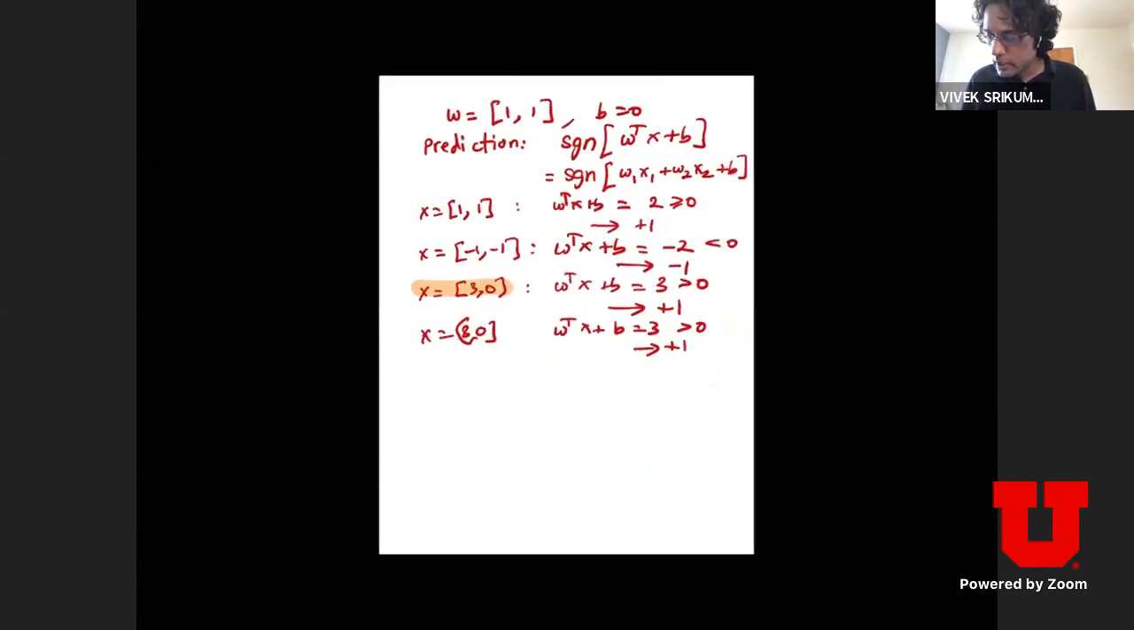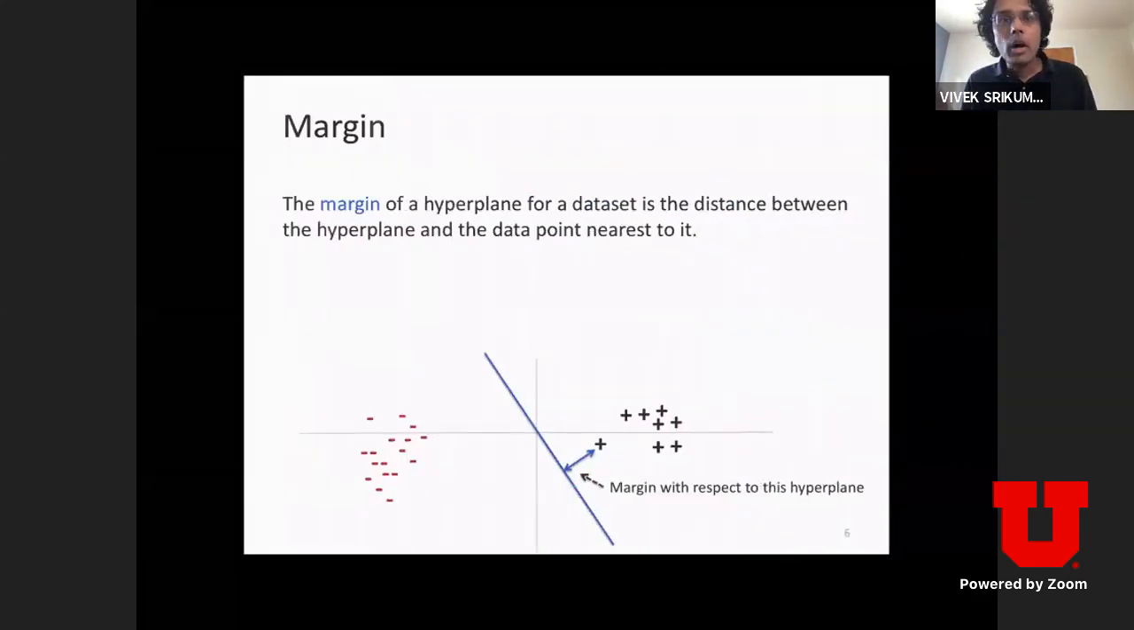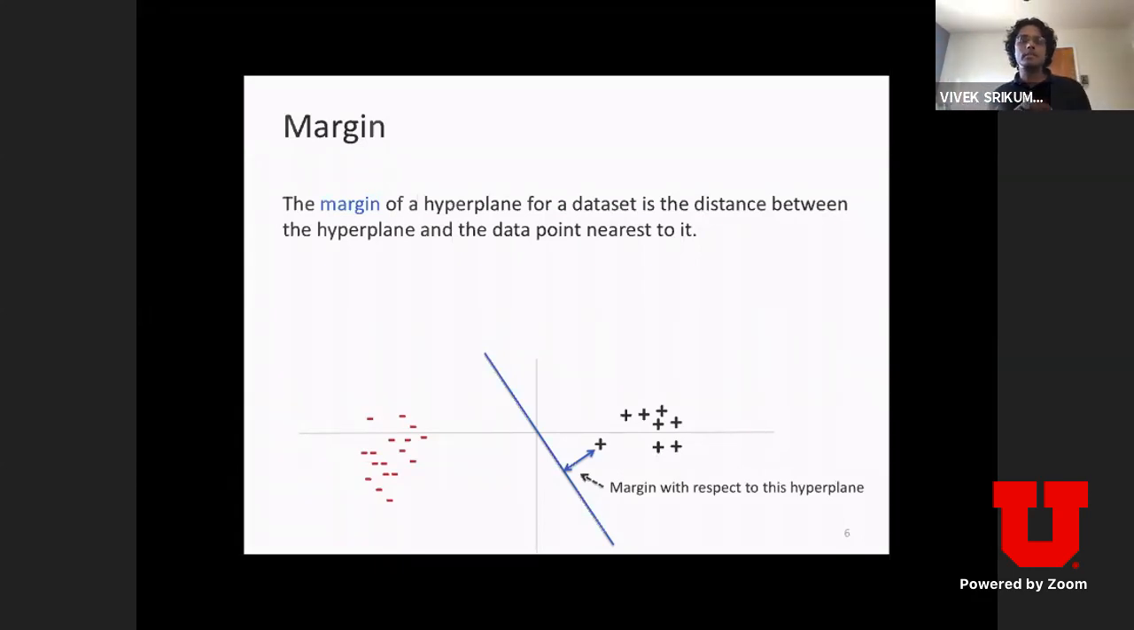All right, so let's go back to the mistake bound. An important concept in understanding the mistake bound is this notion called the margin. The margin is an idea that we will encounter today for the first time, but we will revisit a few times as the semester goes along. So let's look at what a margin is.